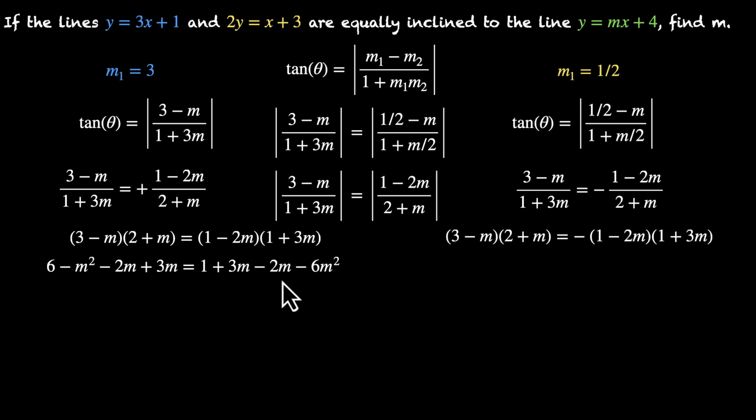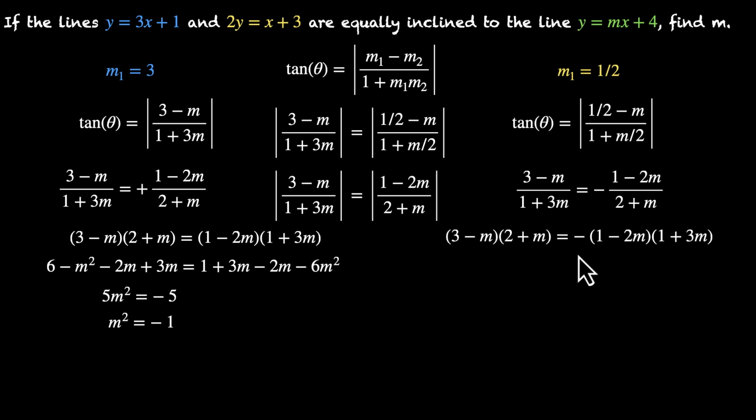Can we cancel something out? 3m cancels out, minus 2m cancels out. 6 and 1, we have 5 here, and then minus goes here. So this is minus 5m square equals to 5. If we take this 6 here, we'll get 5m square equals to 1 minus 6, that's minus 5. This will give us m square equal to minus 1, and this can never happen. Square of a real number can never be equal to minus 1. This means we got no solution here.